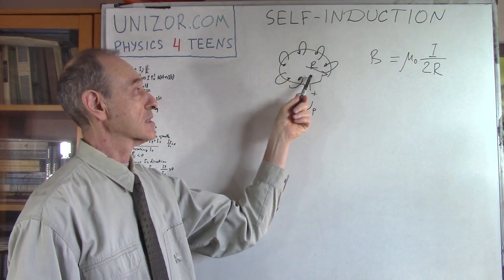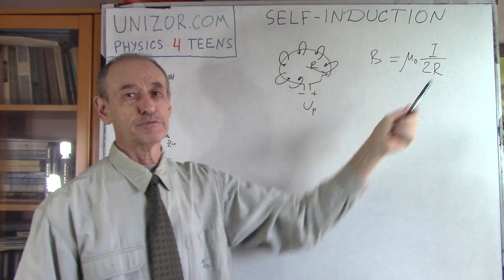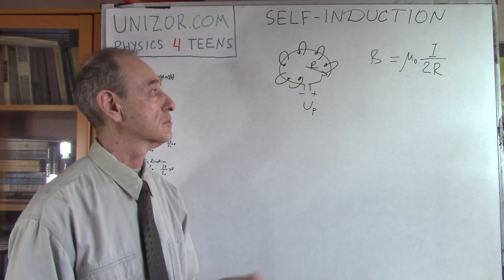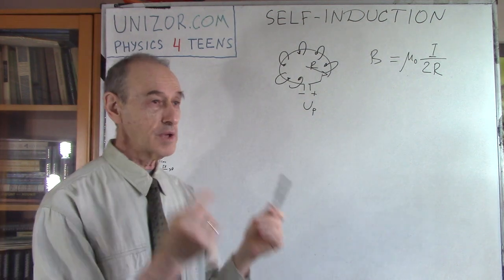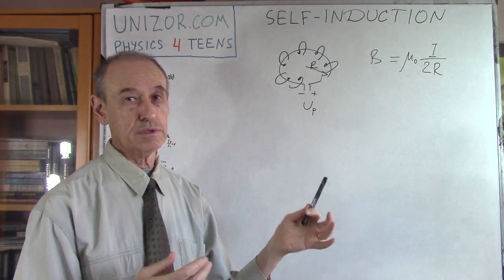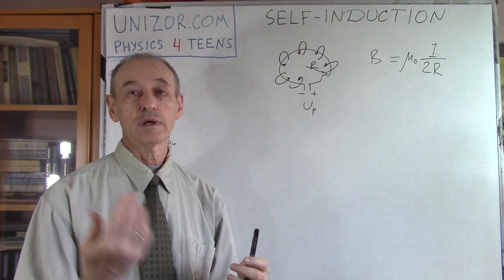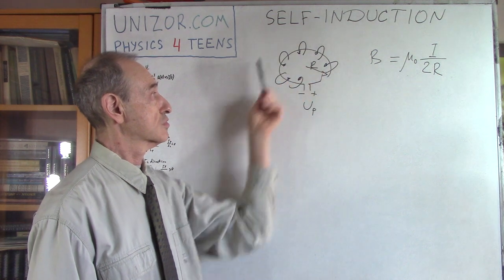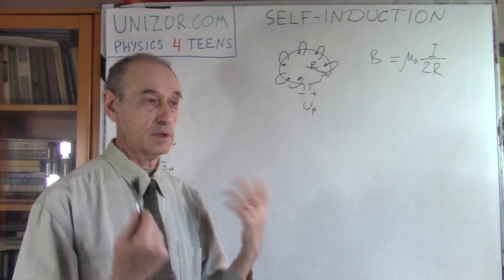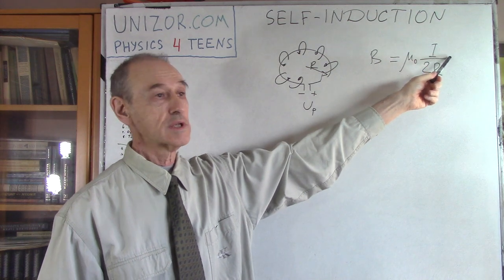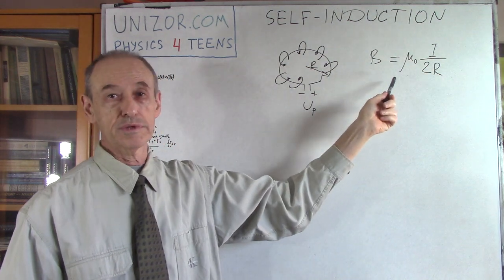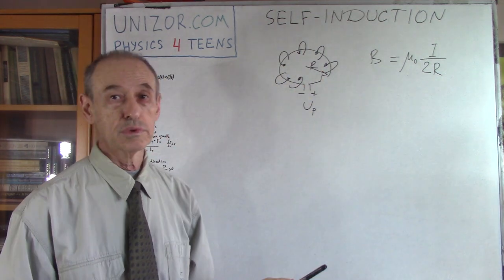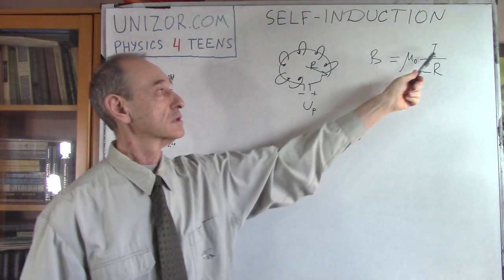Now, if it's not the center, it's something else, you will still have proportionality to I. Why? For a very simple reason, because every electron creates by its moving a certain field. So I is a measure of the number of electrons per unit of time which travel through this wire. So it's an additive function. If you double the number of electrons, you double the intensity of the field. So at every point in this particular loop, the intensity of the magnetic field would be proportional.